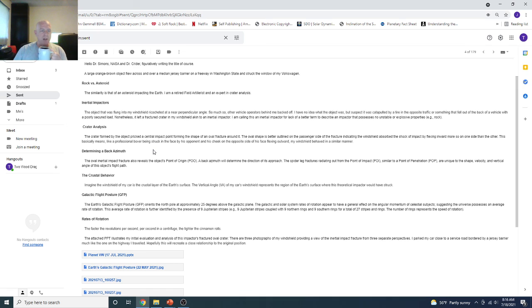All right, crater analysis. The crater formed by the object pricked a central impact point, forming the shape of an oval fracture around it. The oval shape is better outlined on the passenger side of the fracture, indicating the windshield absorbed the shock of impact by flexing inward more so on one side than the other.